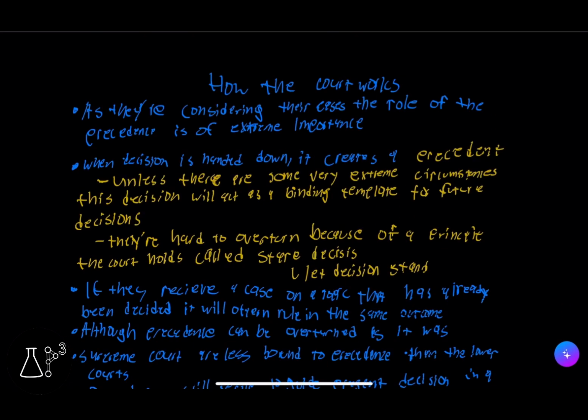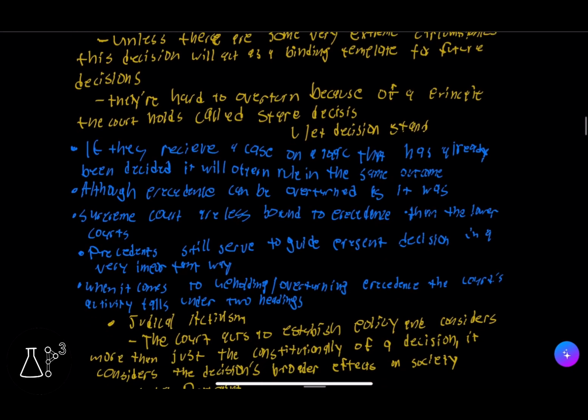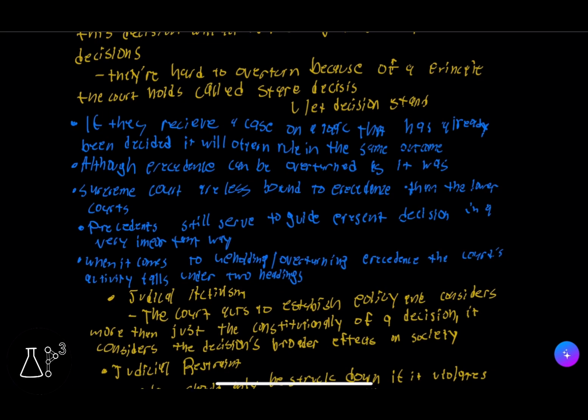Okay, let's go over now how the court works. As they're considering their cases, the role of precedent is of extreme importance. When decisions are handed down, it creates a precedent. Unless there are very extreme circumstances, this decision will act as a binding template for future decisions. They're hard to overturn because of a principle the court has created called stare decisis, basically let decisions stand. So if they receive a case on a topic that has already been decided, it will often rule with the same outcome, although precedents can be overturned.